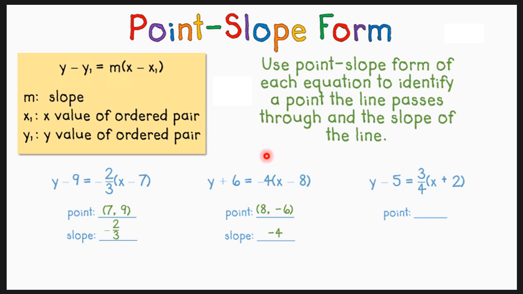In the equation y minus 5 equals 3/4 times the quantity x plus 2, we are looking for our point, so our x value. If we have x plus 2, that means this would have been x minus negative 2. So our x value would be negative 2, and our y value is 5. So the point is negative 2, 5, and our slope is right here, a slope of 3/4.